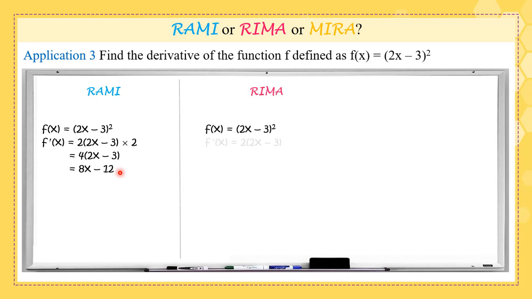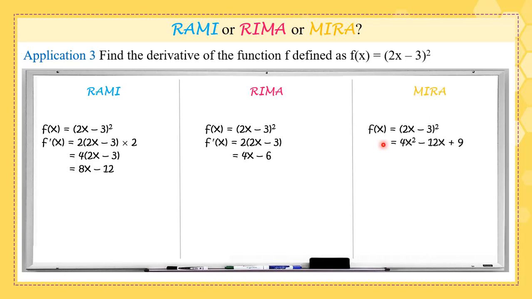Now what Rima did is f prime is 2 into (2x minus 3). So she put this 2 here, and then she subtracted 1 from 2 to get 1. And the answer is 4x minus 6. And Mira expanded this expression to get 4x squared minus 12x plus 9. And then she found the derivative as 8x minus 12. Now, which method is correct and which method is not correct, and why?